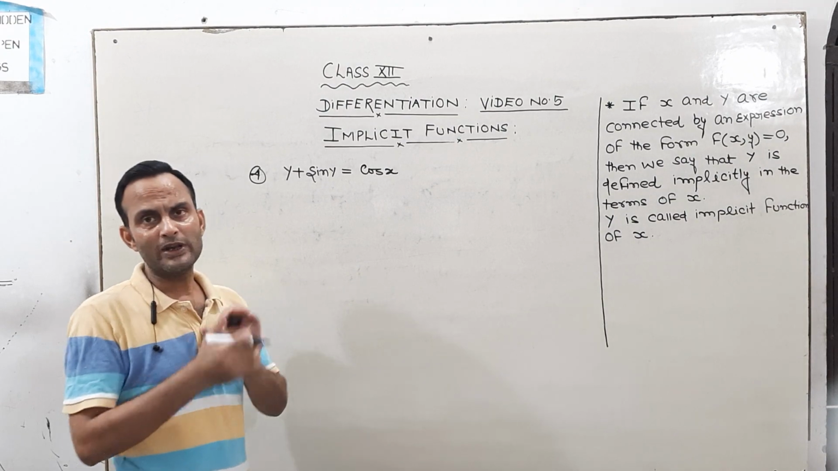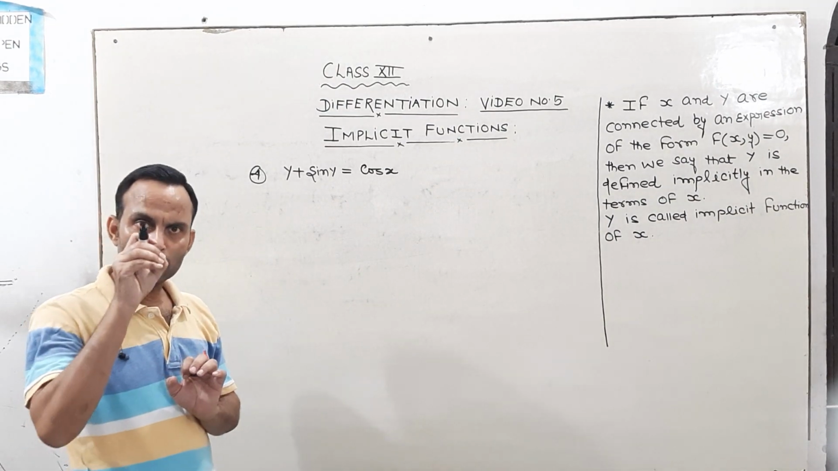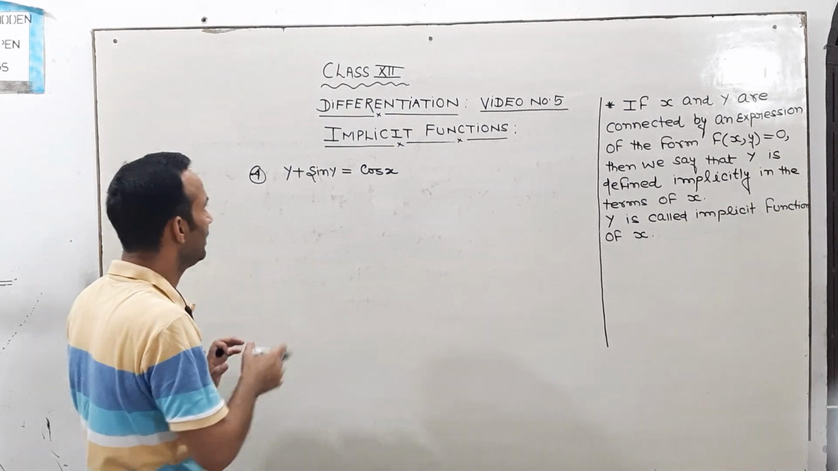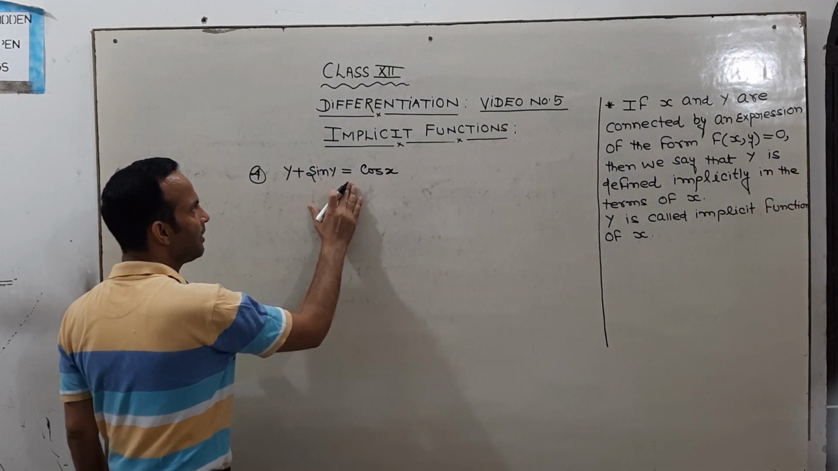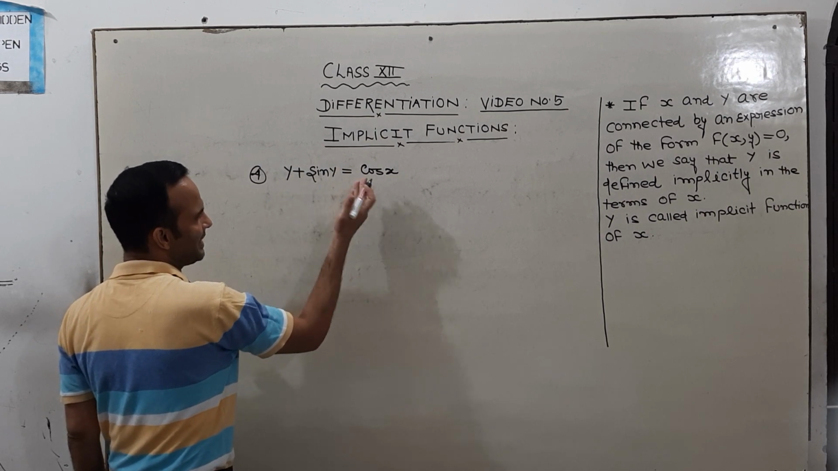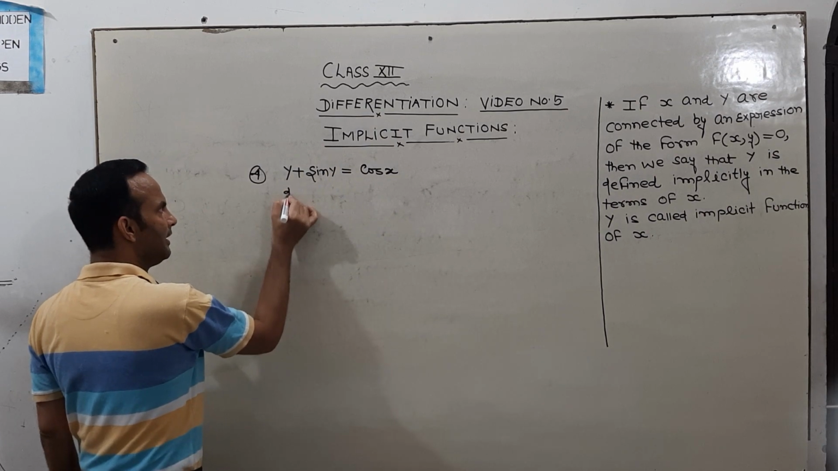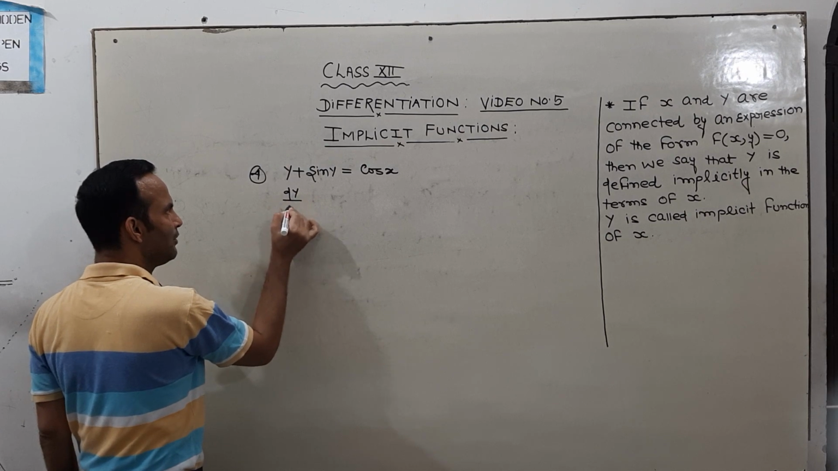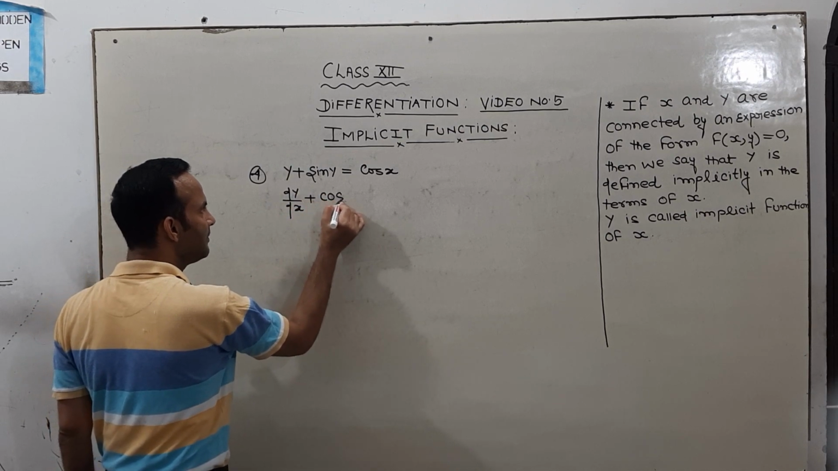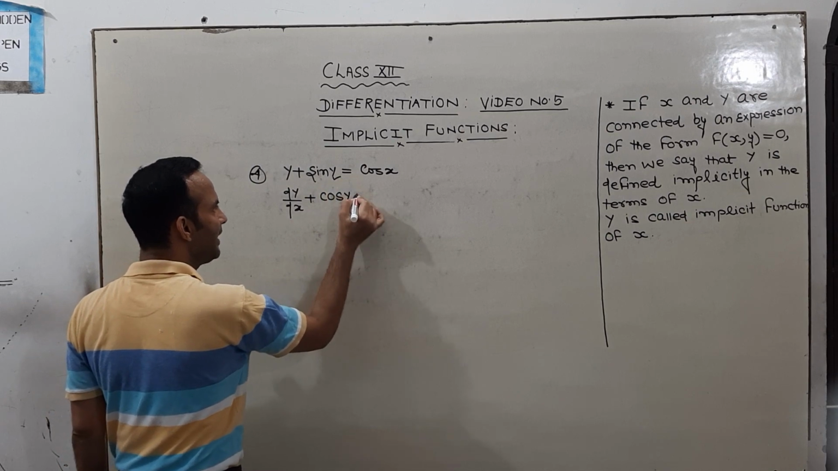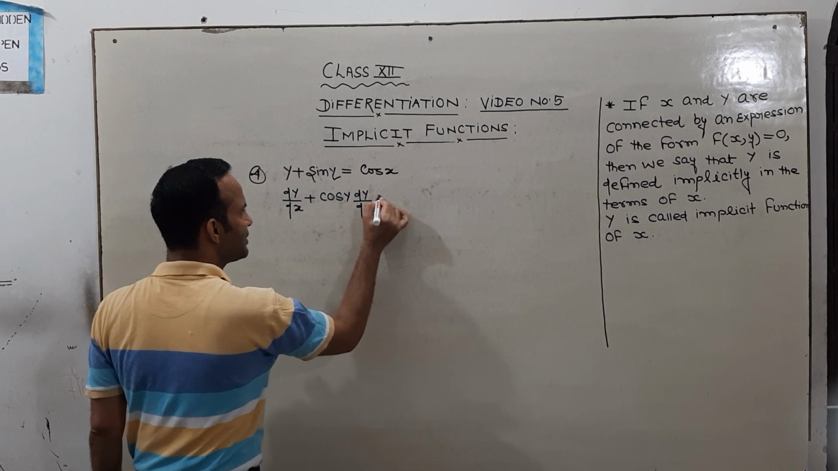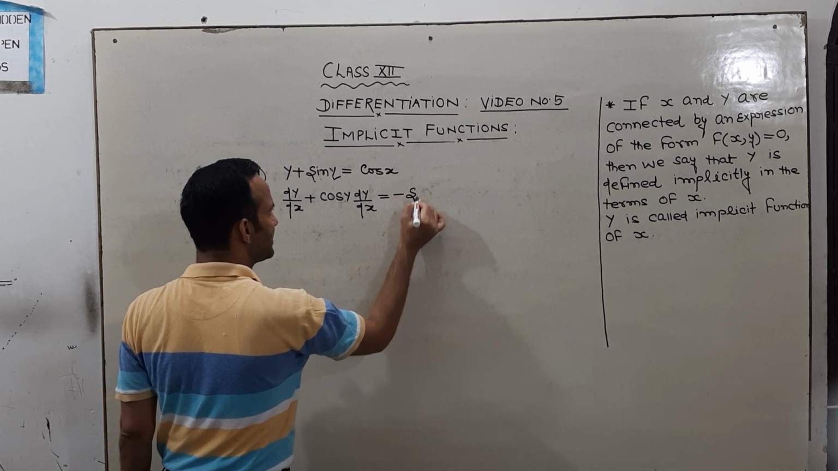But whenever you are given a problem for proving, such type of problems need much more practice. Now see, this is the problem of the implicit function, differentiating both sides with respect to x. Differential of y is dy over dx. Sin y, first cos y, then differential of y, dy over dx. The differential of cos x is minus sin x.